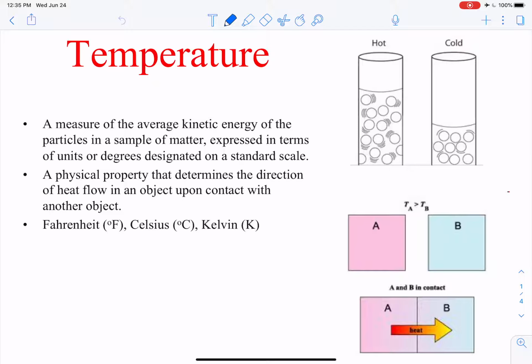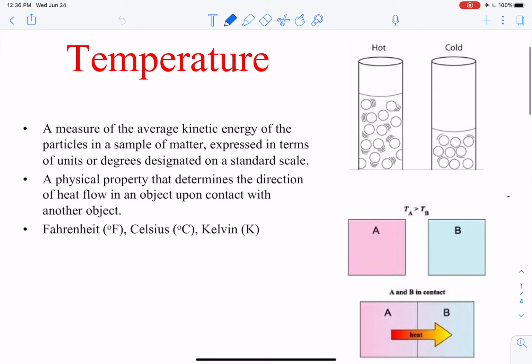We need to talk about temperature and temperature scales. So, we all pretty much intuitively know what temperature is, but in science, the definition of temperature is a measure of the average kinetic energy of particles in a sample of matter. And this is expressed in terms of units or degrees designated on a standard scale. So, what on earth am I talking about? Well, kinetic energy, that's the energy of movement.